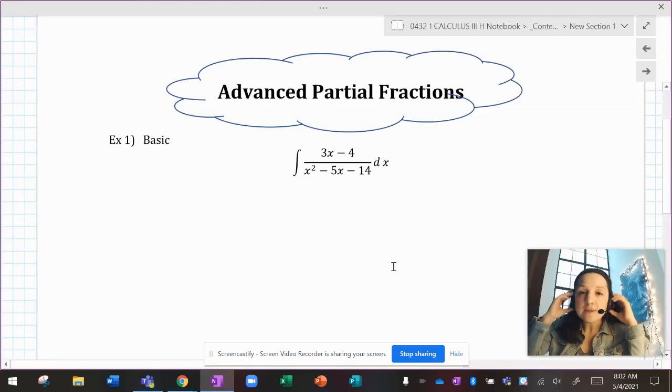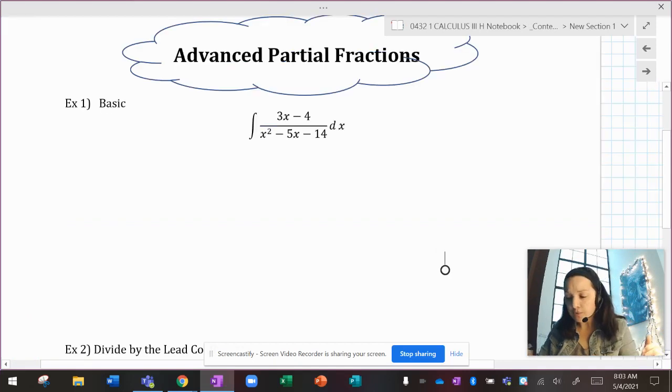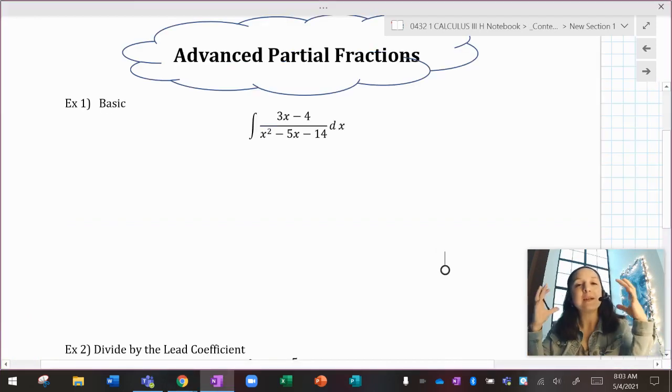Hello, calculus friends. Today we are going to talk about how to do what I like to call advanced partial fractions. So, if you've taken BC calculus, we do very simple partial fractions, but they get so much bigger and so much more fun that we're going to look at them some more. A partial fraction is one of those things where you take a fraction that's got a big denominator, and break it up into fractions with smaller denominators.